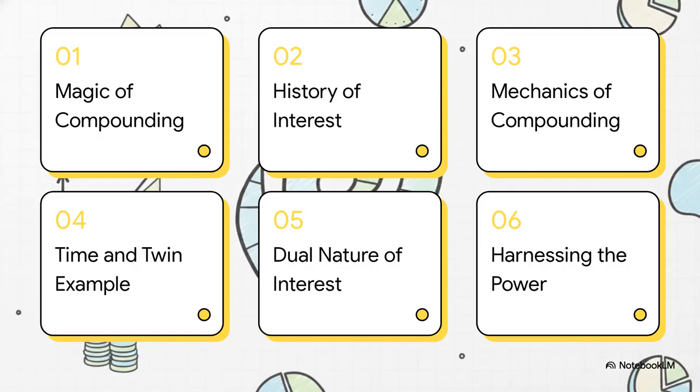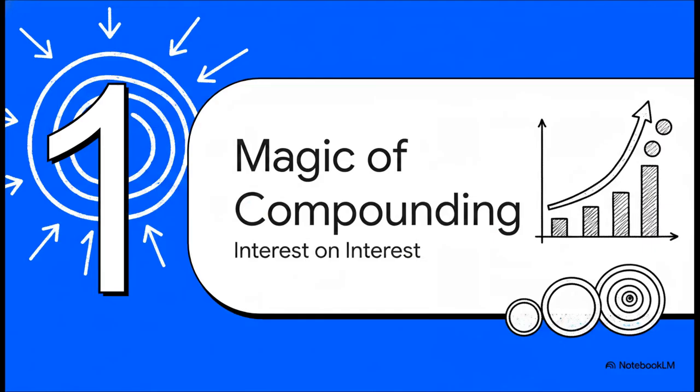Here's our roadmap for today. First, the magic of compounding. Second, a brief history of interest. Third, the actual mechanics of compounding. Then, we'll look at time and the twin example, the dual nature of interest, and finally, harnessing its power. Let's dive right in. All right, Section 1, the magic of compounding.